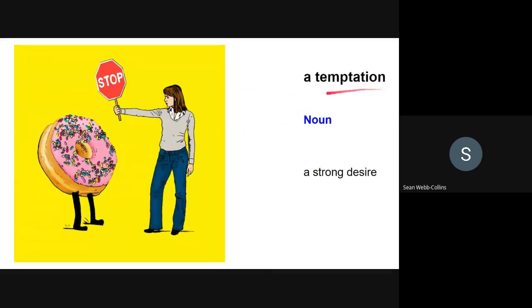A temptation. Noun, a strong desire. For example, resisting temptations makes us stronger. What is the verb? Tempt. For example, I was tempted to look at my watch, but I resisted.